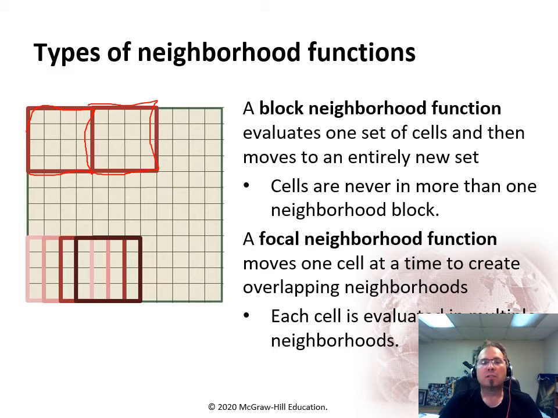All right. In the block neighborhood, cells are never in more than one neighborhood block whatsoever. Whereas in the focal neighborhood function, each cell is evaluated in multiple neighborhoods. So again, if you go back to the word smoothing, the block neighborhood is going to smooth it over, but the focal neighborhood is really going to smooth it over because you're averaging and averaging and averaging every single time that window moves. You're averaging more and more.